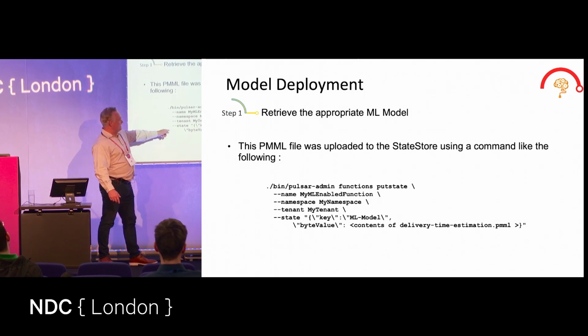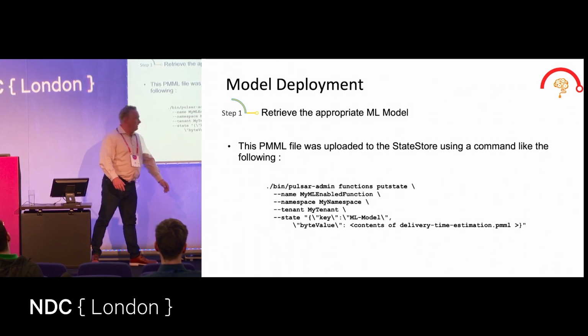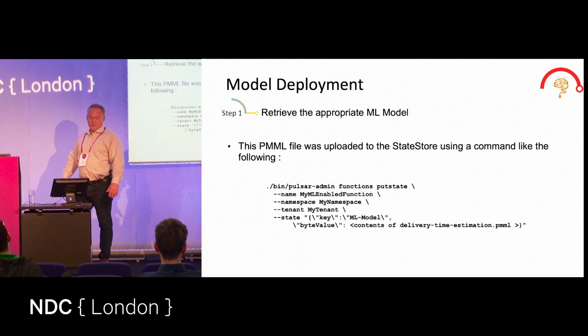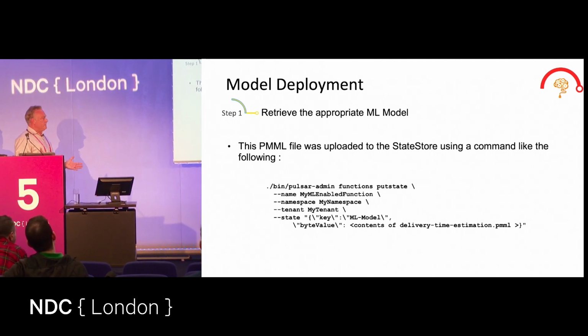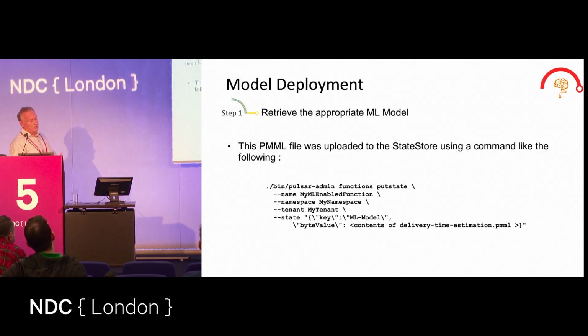And then you can specify the state. You give it a key, which is just a string. In this case, you just have a predefined one: this is my ML model. And then you put in the byte value, which is the raw contents of the PMML. Or it can be the raw binary bytes of what you exported, a TensorFlow file, or your Pandas script, or whatever you want. Boom, just publish it up there. I've got it. It's my final product. That's it.